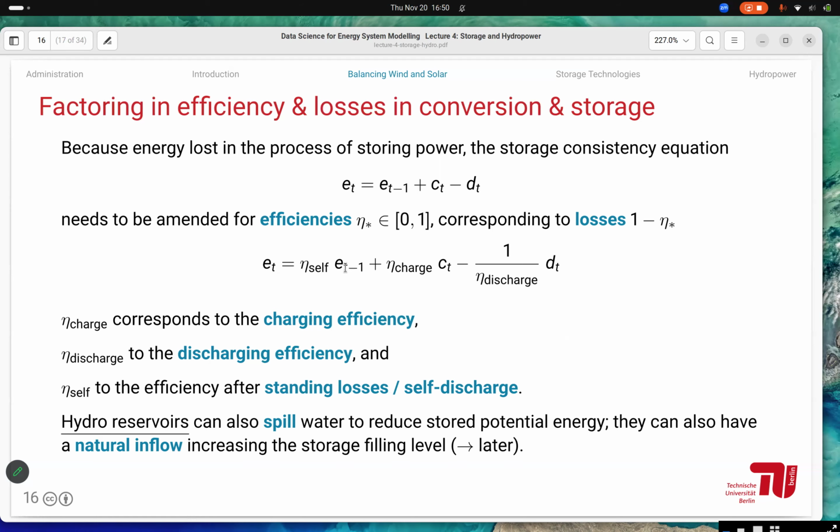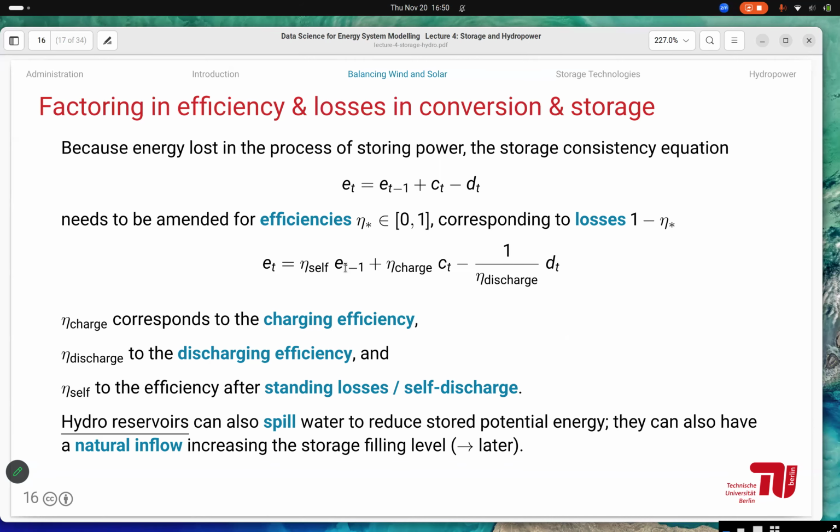You have some evaporation of the basin, for example. Also for batteries, you have that. Also for other storage technologies. You maybe have some charging efficiency.